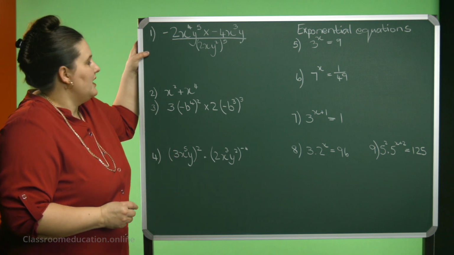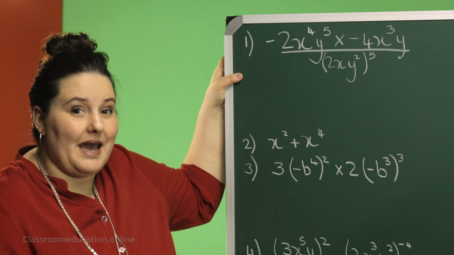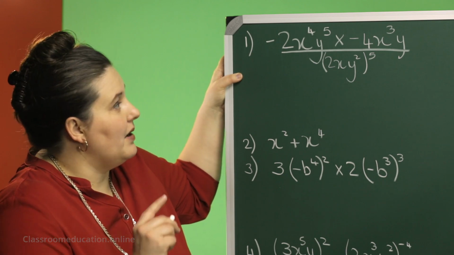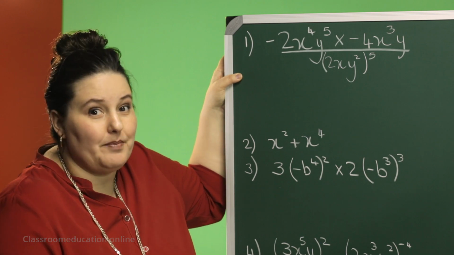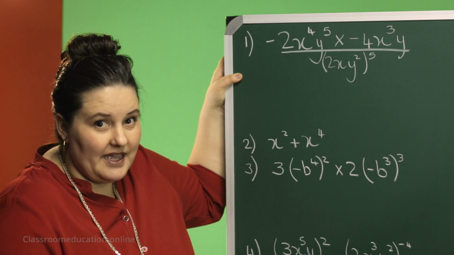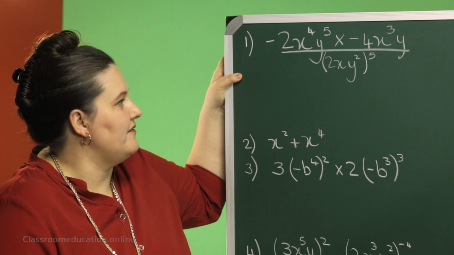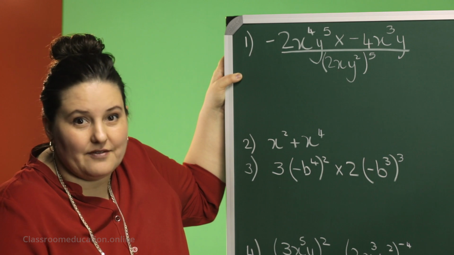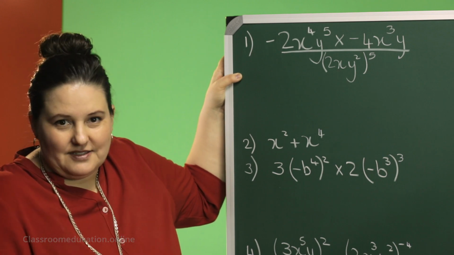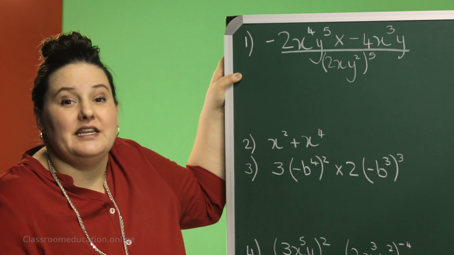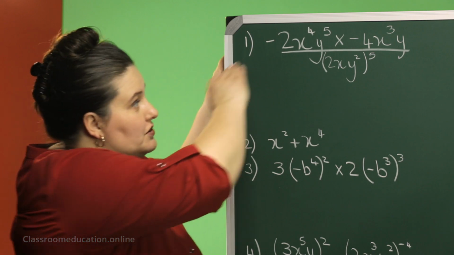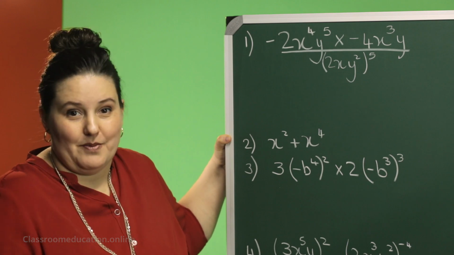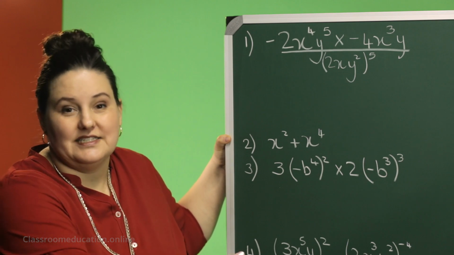First question. Minus 2x to the power of 4, y to the power of 5, multiplied by minus 4x to the power of 3 times y. And in the denominator, we have 2xy squared in brackets, but it's to the power of 5. What can we do with that? Or let me ask this. How many terms do we have in total here? We actually only have one term. Okay, so how will we handle that?